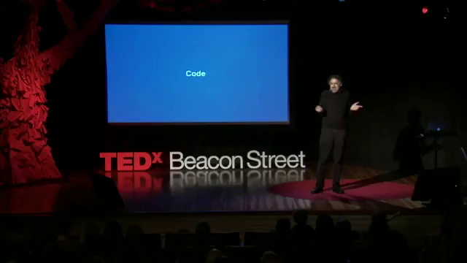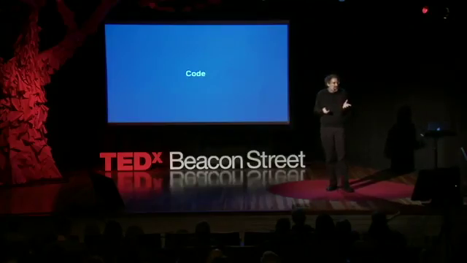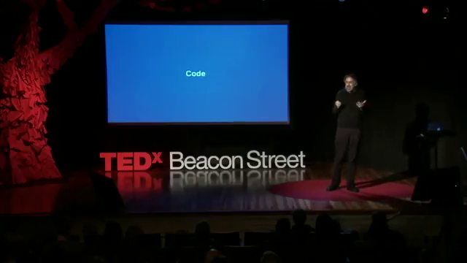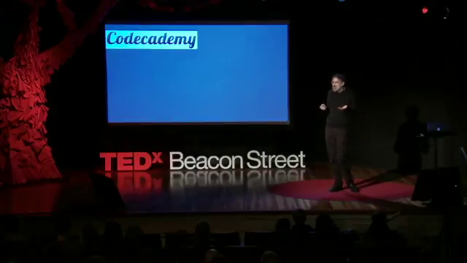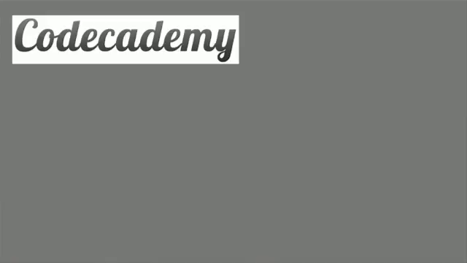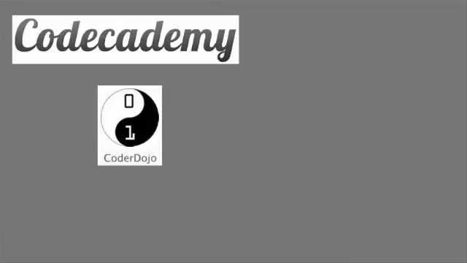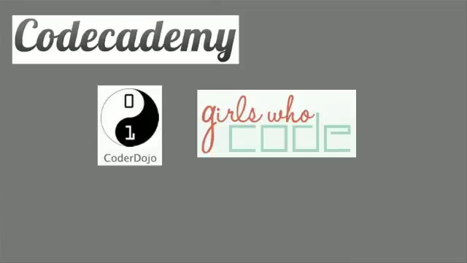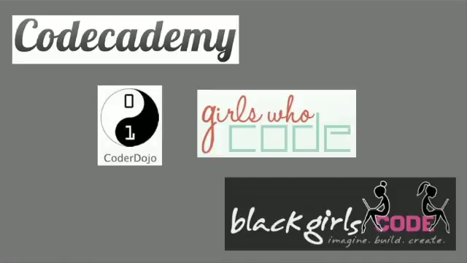So increasingly, people are starting to recognize the importance of learning to code. In recent years, there have been hundreds of new organizations and websites that are helping young people learn to code. You look online, you'll see places like Code Academy and events like Coder Dojo and sites like Girls Who Code or Black Girls Code. It seems that everybody is getting into the act.